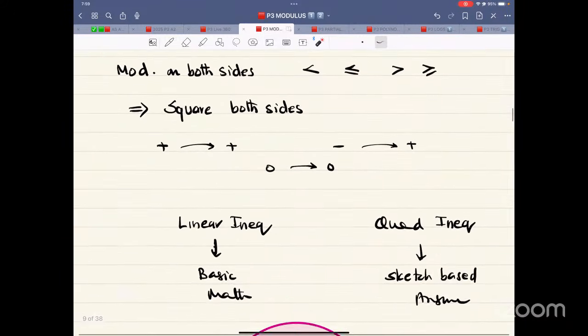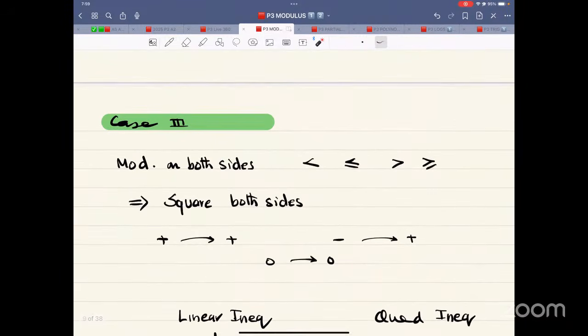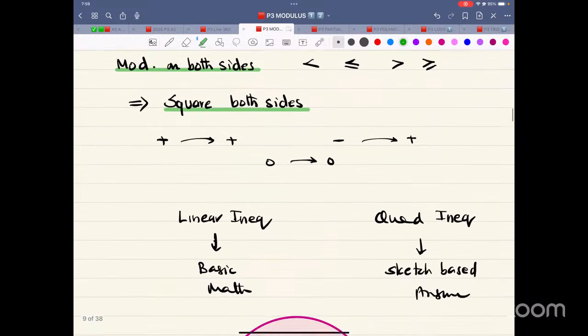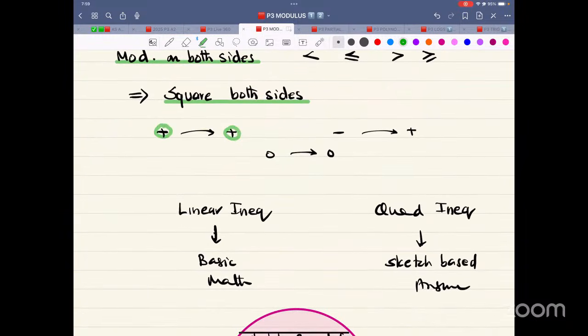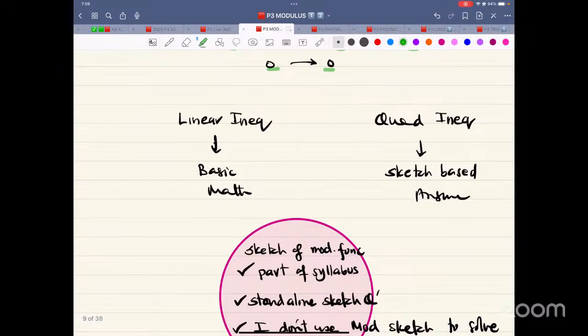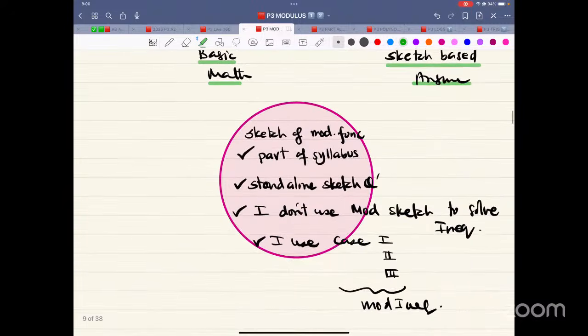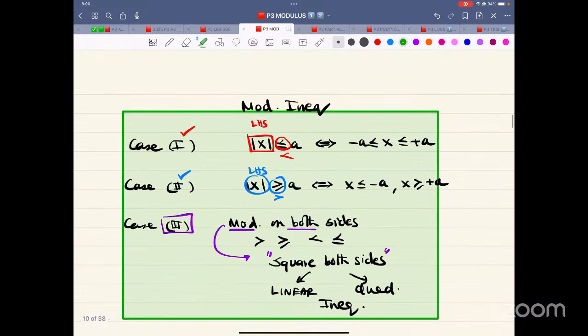Now, why have I revised this thing? Because for case number 3, when there is modulus on both sides, we square both sides. Positive remains positive, negative becomes positive, 0 will remain as 0. It might turn out to be a linear inequality, or it might become a quadratic inequality. If it's a linear inequality, basic maths will give you the answer. If it's a quadratic inequality, sketch-based answer. So that's the whole thing.